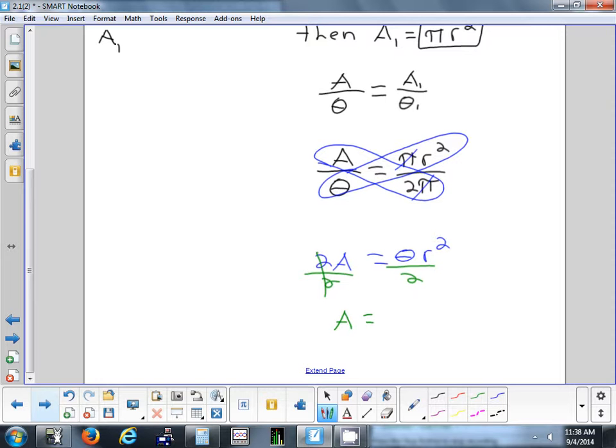area equals. Instead of dividing by 2, how can you say the same thing with multiplication? 1 half. Yeah, in the book, that's how they write it. They write it as 1/2, and they end up switching the order of theta and r squared. That's just how they write it. A equals 1/2 r squared times theta. And that's the area of a sector.